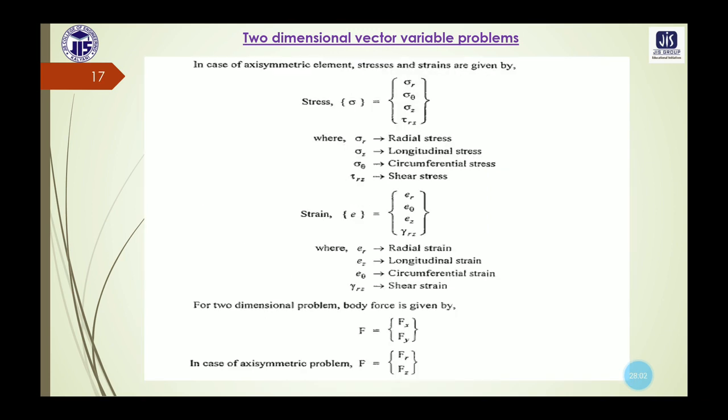Now in the case of an axisymmetric element, stresses can be represented as sigma, a column matrix of sigma r, sigma theta, sigma z and tau rz, where sigma r is the radial stress, sigma z is the longitudinal stress, sigma theta is the circumferential stress and tau rz is the shear stress. In a similar manner, strain for the axisymmetric element is the column matrix of epsilon r, epsilon theta, epsilon z, and gamma rz, where epsilon r is the radial strain, epsilon z is the longitudinal strain, epsilon theta is the circumferential strain, and gamma rz is the shear strain.